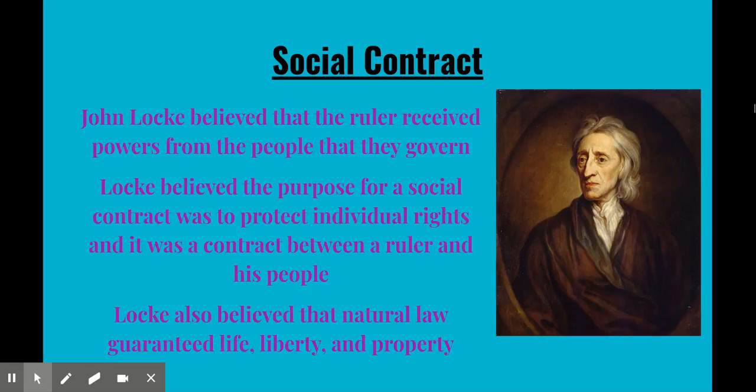John Locke believed that the ruler received powers from the people that they govern. Locke believed the purpose for the social contract was to protect individual rights, and it was a contract between a ruler and his people. He also believed that natural law guaranteed life, liberty, and property.